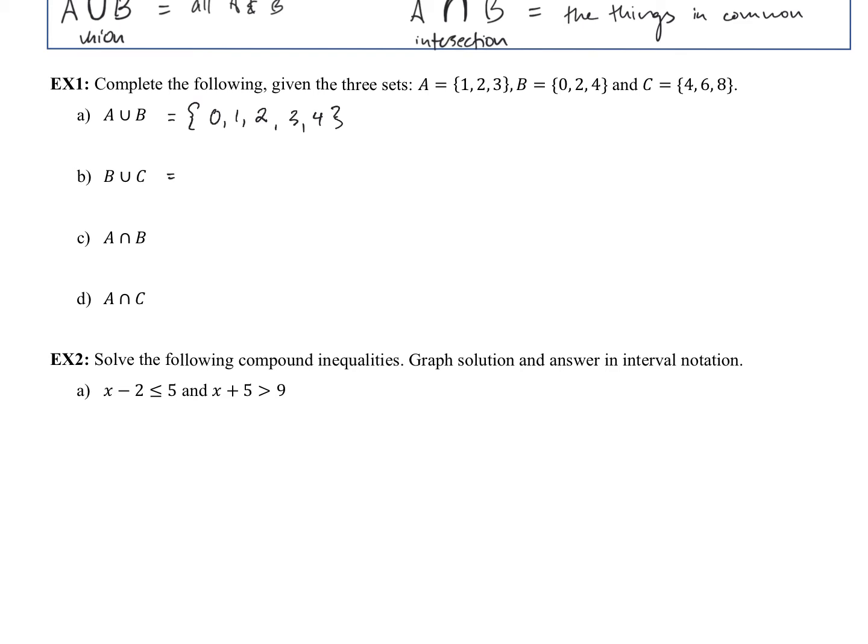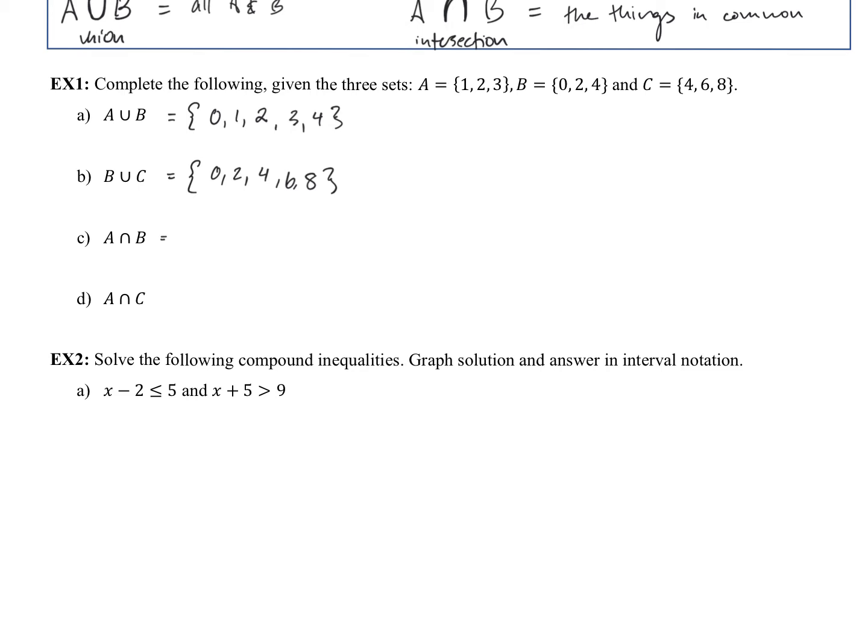So try B by yourself and check in with me. Alright, so B is B union C, so that means everything from B and everything from C, we'll just combine them. So 0, 2, they both share 4, but we'll just write it once, 6, and 8. And there we go, B union C.